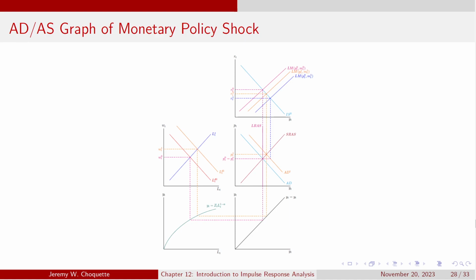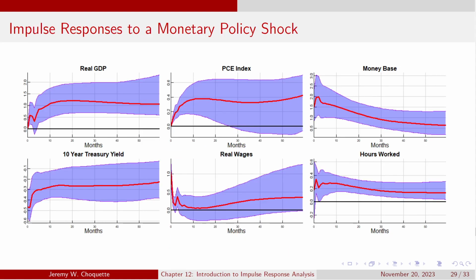Now, if we look at what the new Keynesian model predicts, it predicts an increase in prices, increase in output, hours worked, and real wages in the short run. And then in the long run, everything kind of returns back to where it was. So let's see what's going on here. Real GDP. Okay.